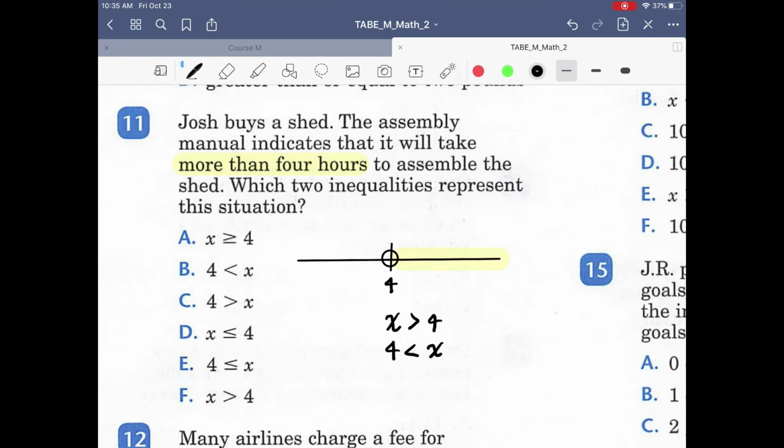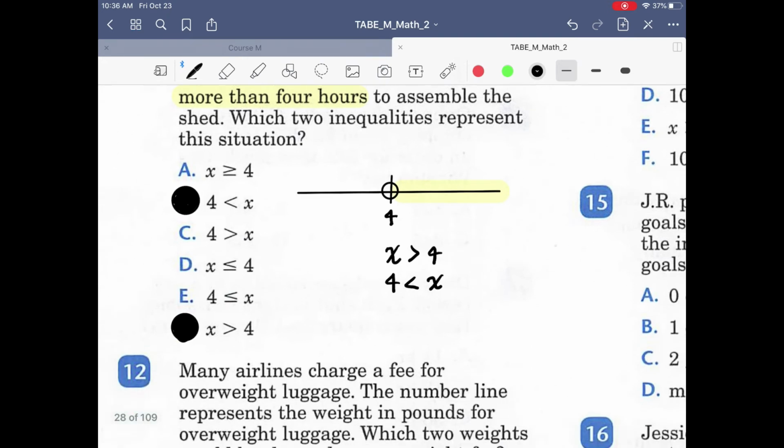These arrows get me a little tripped up. You have to make sure that those arrows are going in the right directions. The 4 is on the small end of the arrow, and it has to be there regardless of whether the arrow is pointing left or right. The 4 is on the smaller end of it. A, D, and E are out because the circle on my graph is not colored in. It's not a closed interval. It is an open interval.